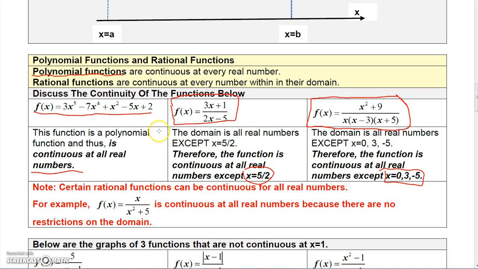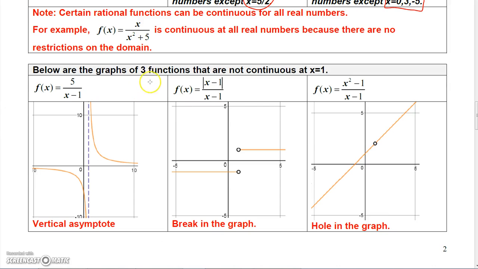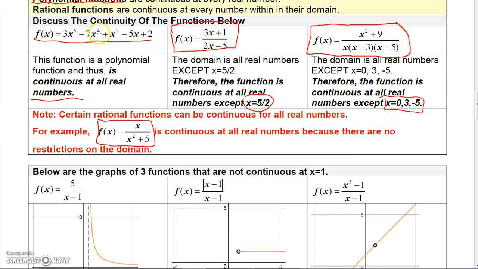Now, this isn't true for all rational functions. Some rational functions can be continuous for all real numbers. For instance, if you take a look at this one, this rational function is continuous for all real numbers, and the reason is because there's no way that x squared plus 5 could equal 0. And so there's no restrictions on the domain. So basically, polynomial functions are continuous everywhere, for all real numbers, and rational functions are continuous for all real numbers that are within their domain.